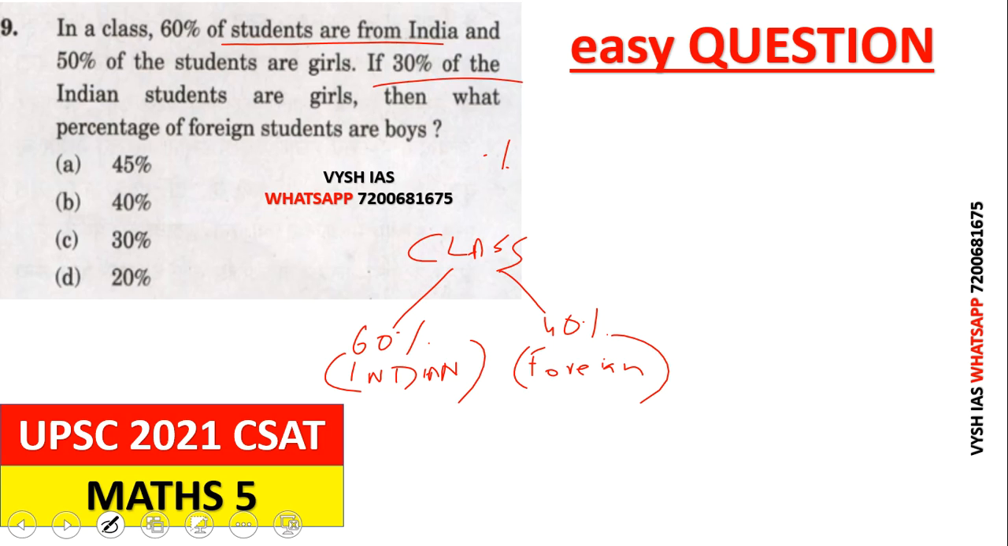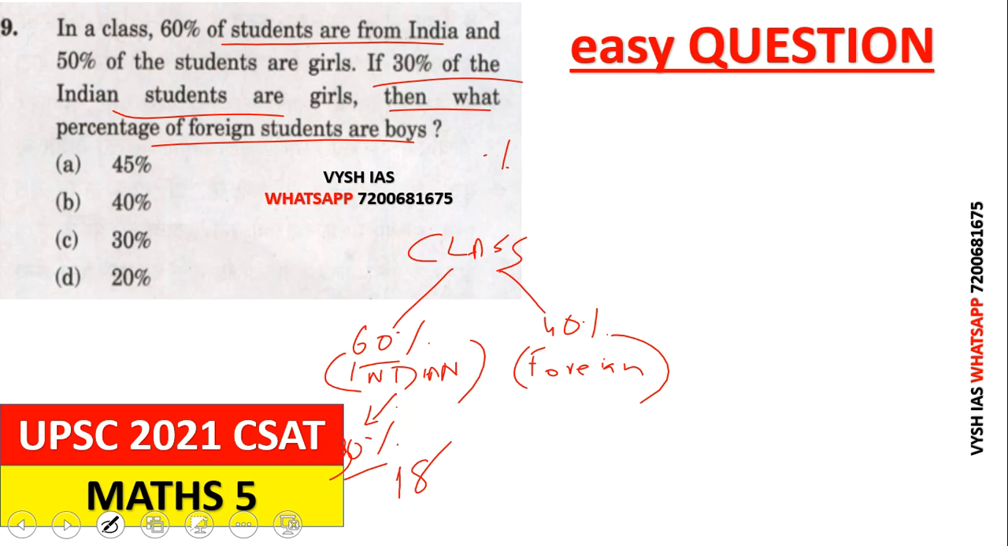Now, 30% of the Indian students are girls. So what is 30% of 60%? That will come to around 18. Now, what is the question? We'll read the question first. What percentage of foreign students are boys?